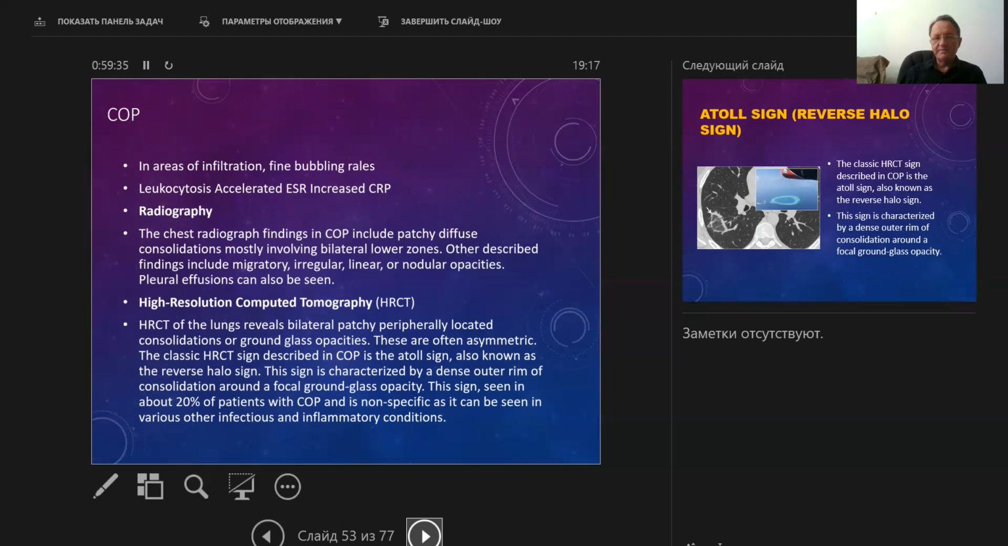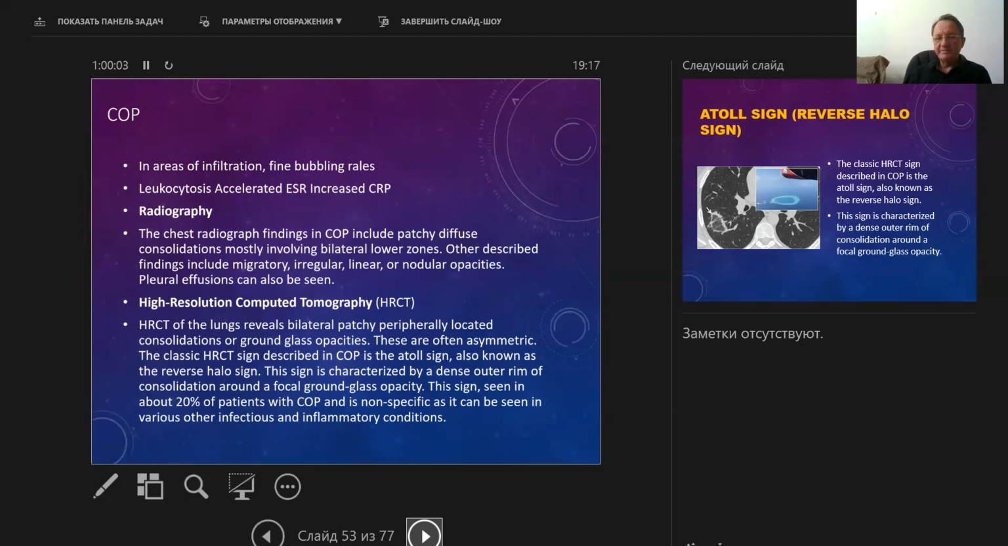Other described findings include migratory, irregular linear or nodular opacity, and pleural effusion can also be seen. High-resolution computed tomography reveals bilateral patchy peripheral localized consolidation or ground glass opacity.